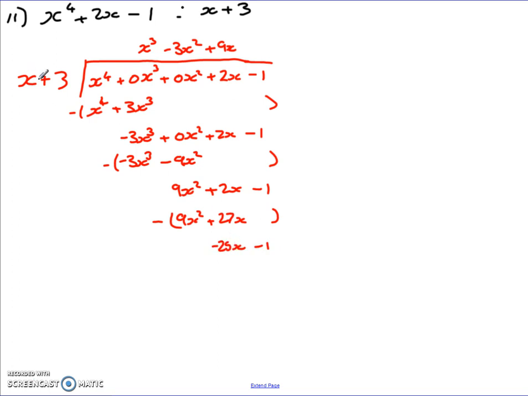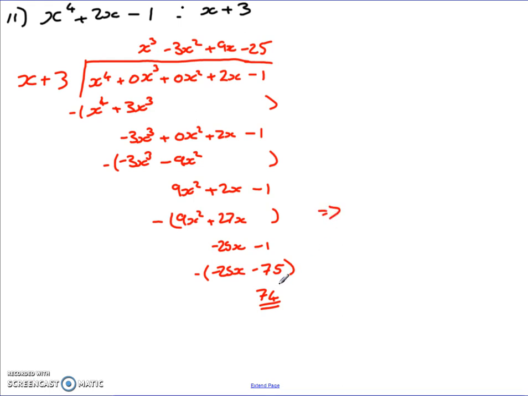Highest power here is equal to the highest power there, so we still have to go, but we can safely say I've got one more step. This is it, last one. So negative 25x divided by x gives me minus 25, and then multiply this whole thing here by it. I get negative 25x, I've then got 3 times negative 25, negative 75. Take them away from each other, the first term goes, so negative 25x plus 25x is nothing. I've then got negative 1 minus minus, so plus 75, which gives me 74.